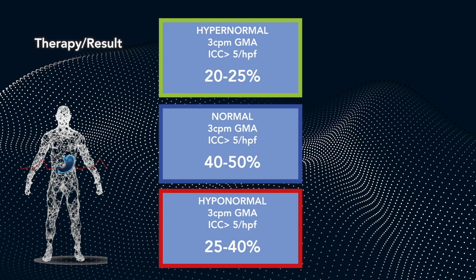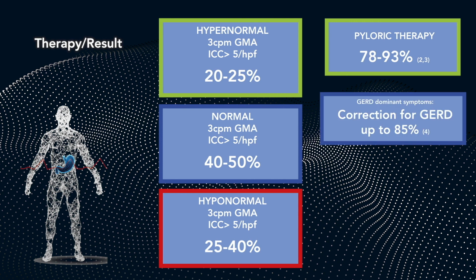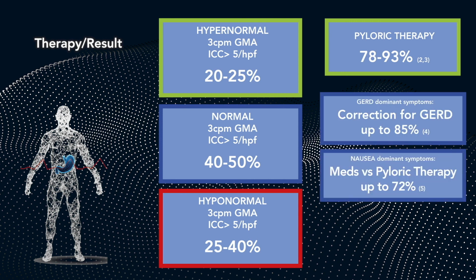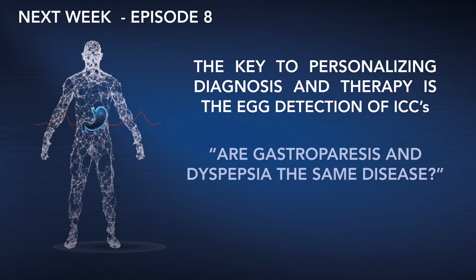Join us next week, as we begin to relate disease directly, using 3 cycle per minute GMA subtypes to characterize disease, paving the way to optimize therapy, based upon the anatomical and physiological condition of the individual patient, otherwise known as personalized medical care.